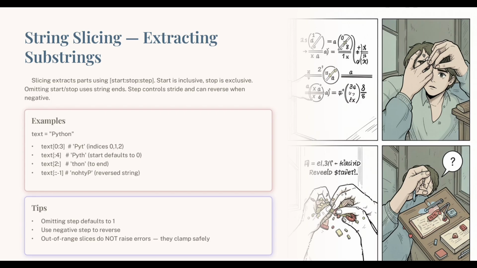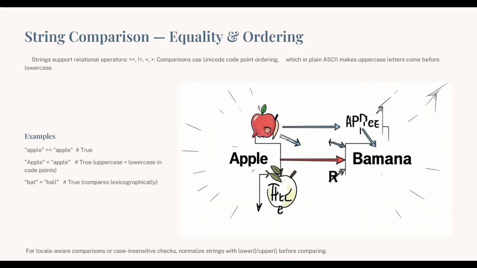Safe slicing. One advantage of slicing is if the range is larger than the string length, Python does not give an error. It safely adjusts the range. For example, text[0:100]. Python simply returns the available characters.